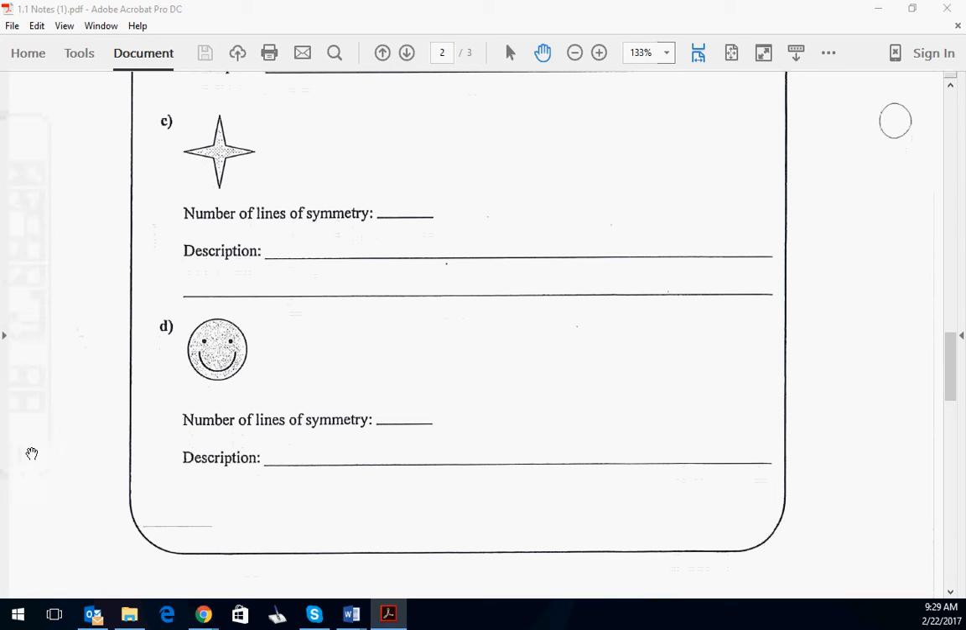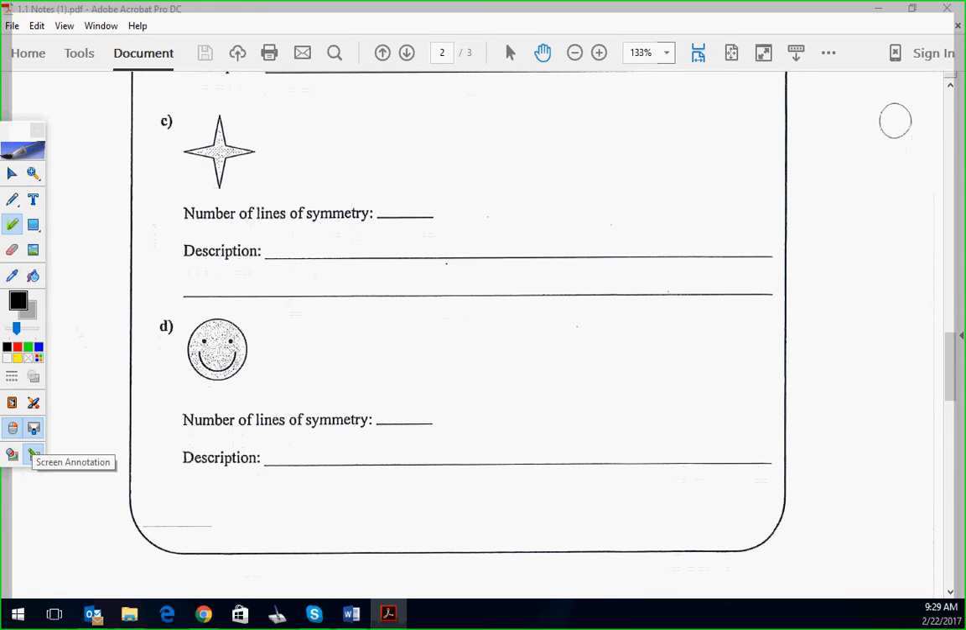Let's look at C and D here. So let's go, Owen, what do you think for C? There's 4: vertical, horizontal, and 2 oblique. Yep, vertical, horizontal, 2 obliques. Good. So 4: vertical, horizontal, 2 oblique. Good. And Emily, how about D, the smiley face?